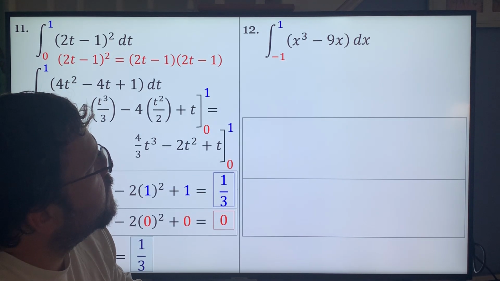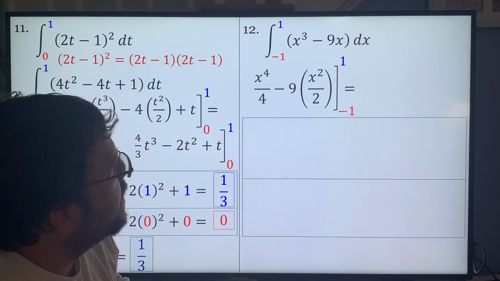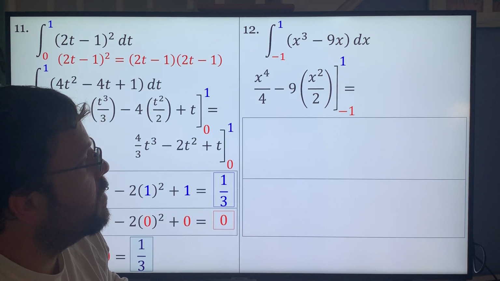Problem number 12. Integrate. So you got x to the 4th over 4 minus 9x squared over 2 from -1 to 1.